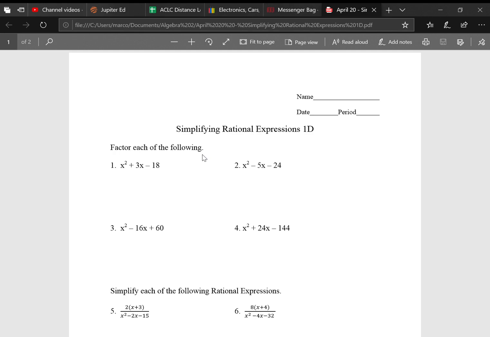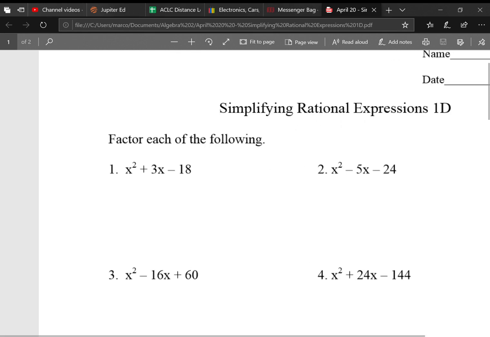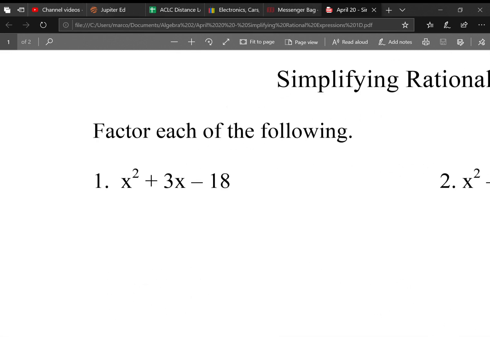But of course, even if you got it, but you just want a little extra help, I am going to do a few problems with you. And I'm going to start with number 1. Again, the difference here between this sheet and the last one are the negatives.